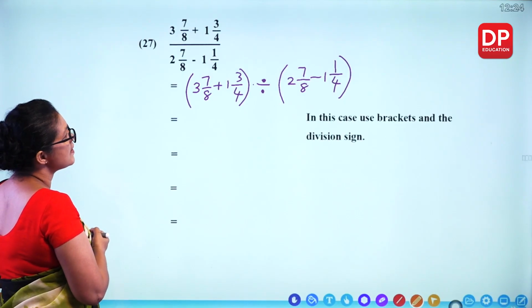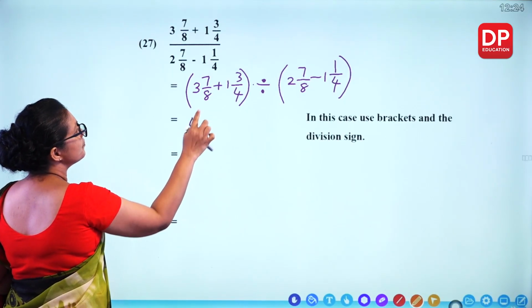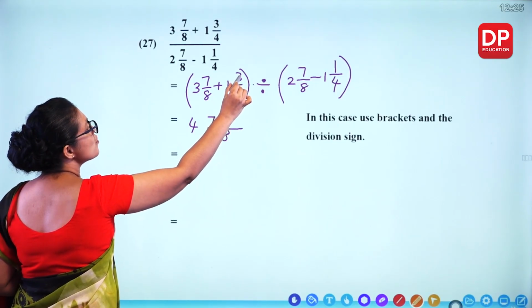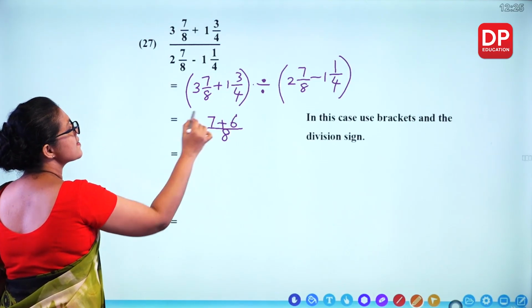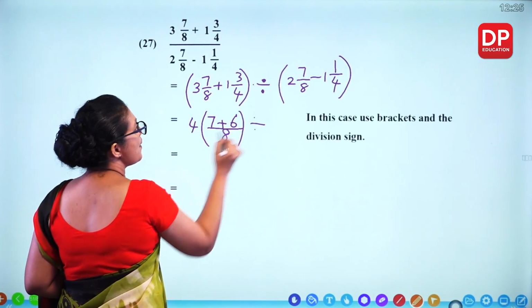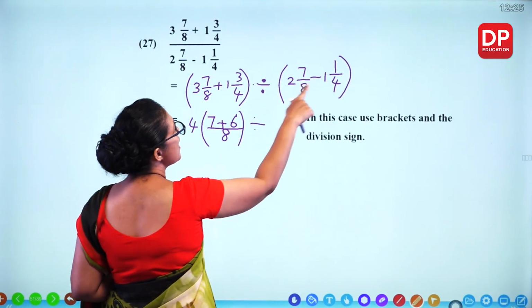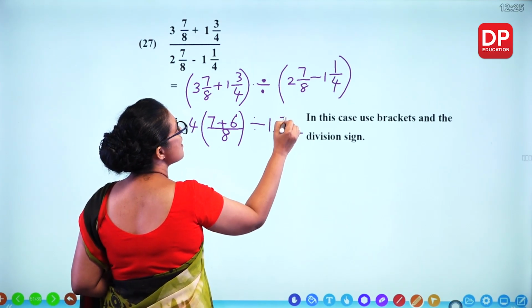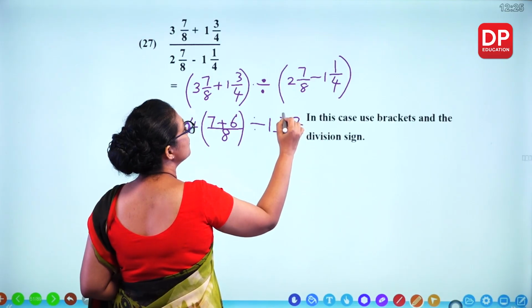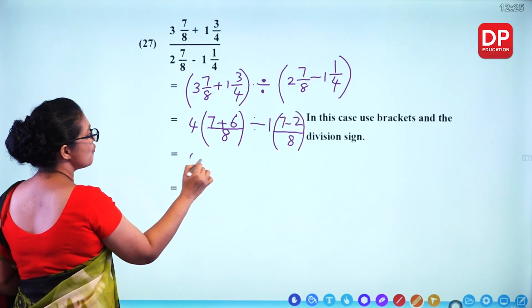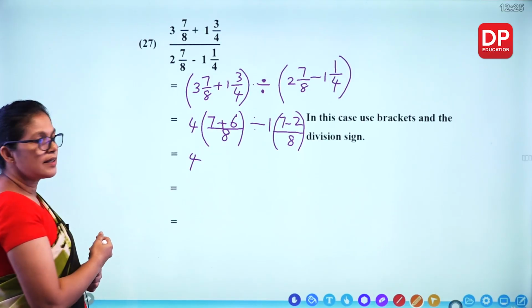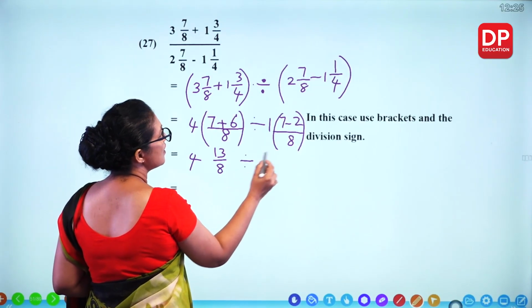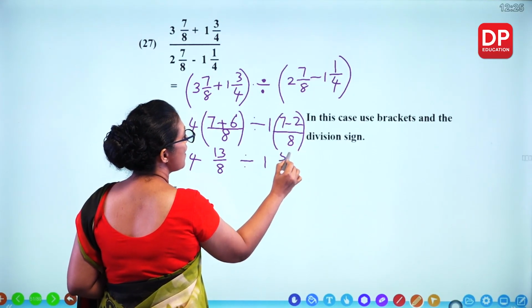Now we'll simplify inside. 3 plus 1, 4. 8 is the common denominator, that's 7 and 4 times 2, 8. So 2 times 3, 6. Divide by 2 minus 1, 1. And when you convert to 8, what you get? 7 minus 2. So 4, 7 plus 6, 13. 13 over 8. 7 minus 2, 5 over 8.